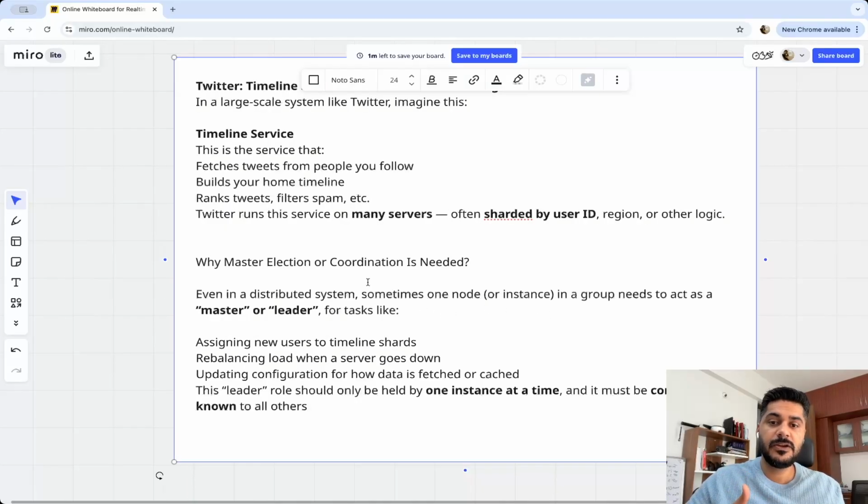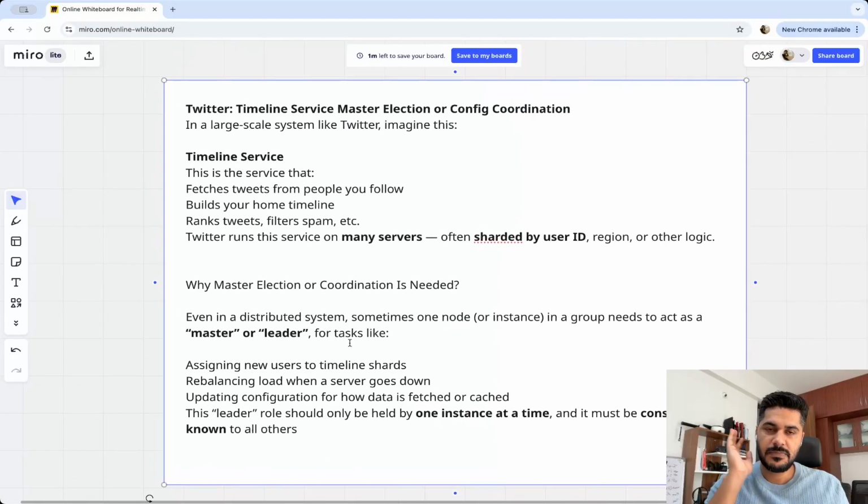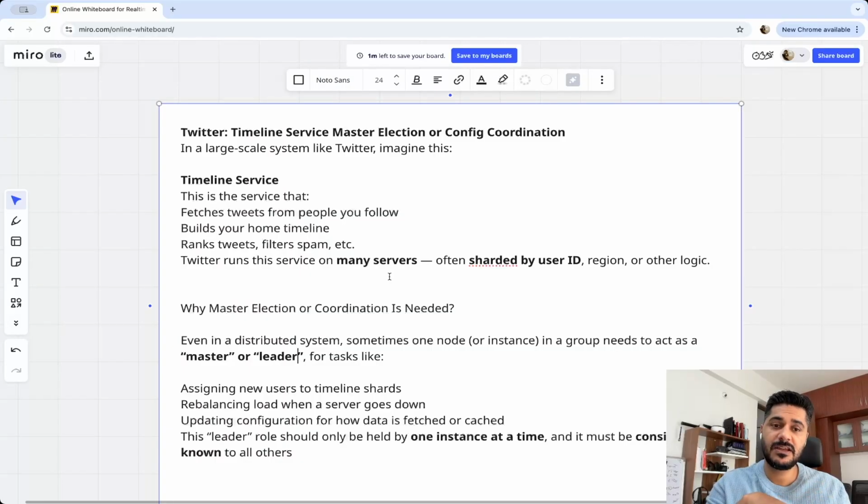There also we do need one master or leader service, right? When you need that one leader or one master, your leader election will ultimately be done by a consensus algorithm, and that is where Raft can come into the picture, right? So this is just one example. In every distributed system design, there will be many scenarios where you will need a consensus algorithm and where you can bring up Raft.